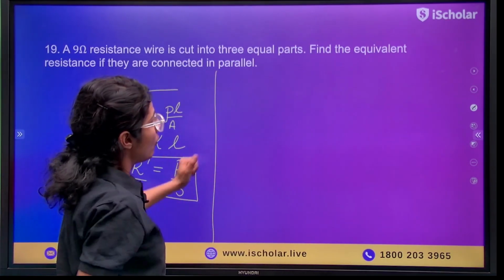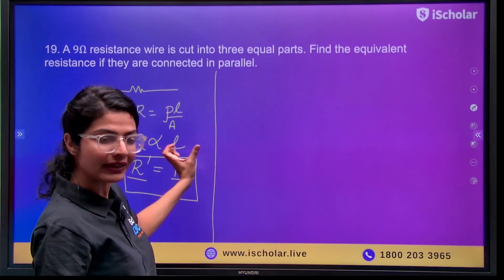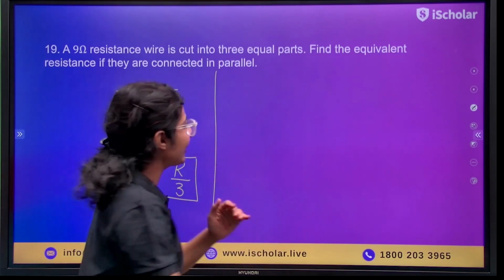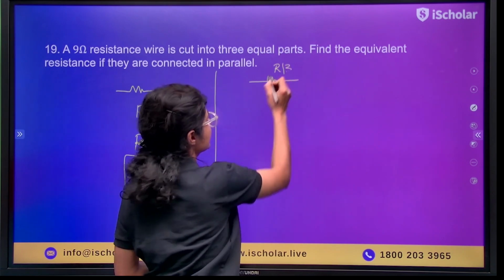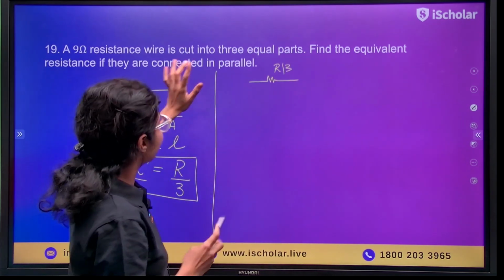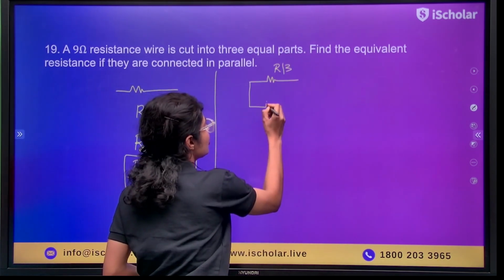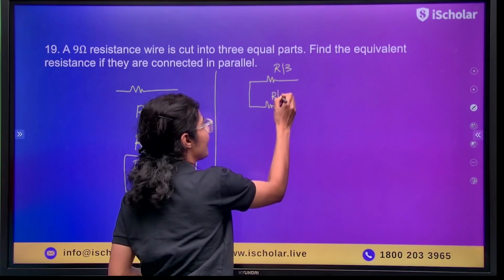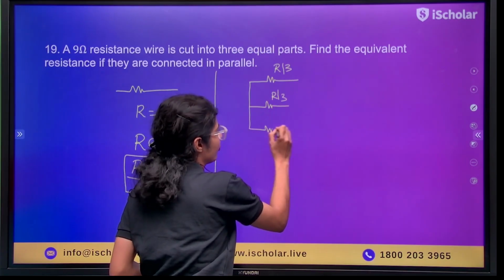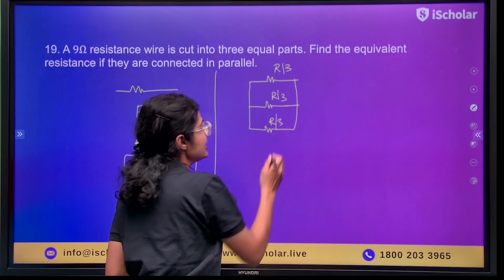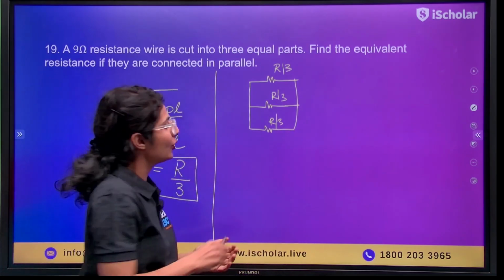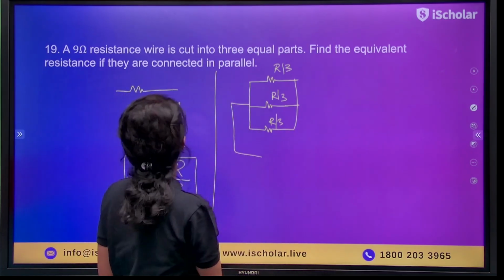Okay. Now we know that the value of resistance is R by 3, R by 3 and R by 3, and they are connected in parallel finally. So I'm writing this would be again R by 3, again R by 3, R by 3. Now these all are connected in parallel, connected to the battery over here.